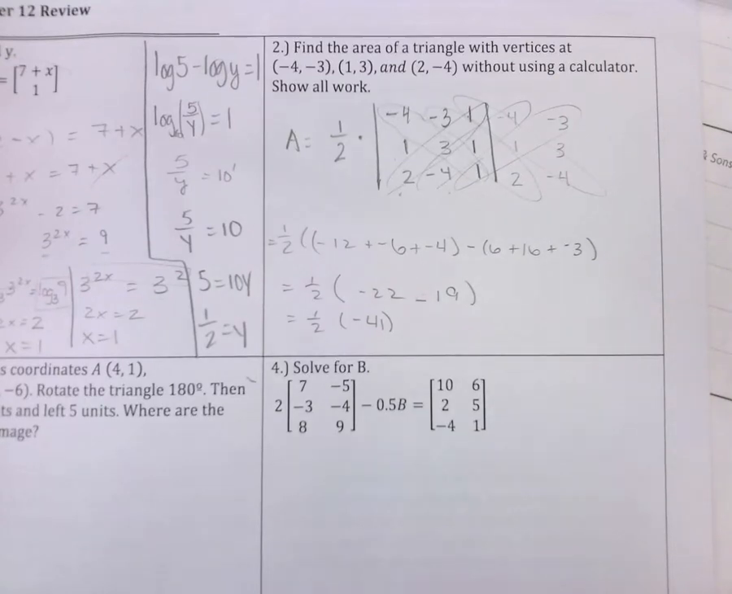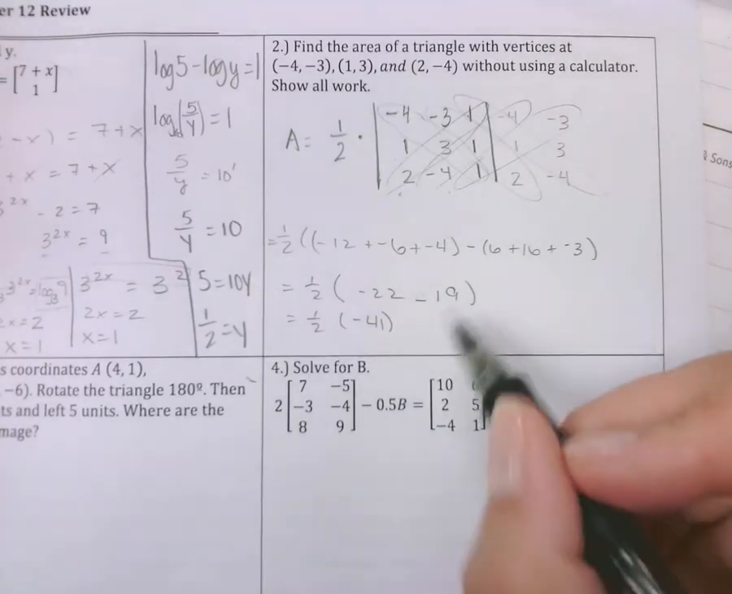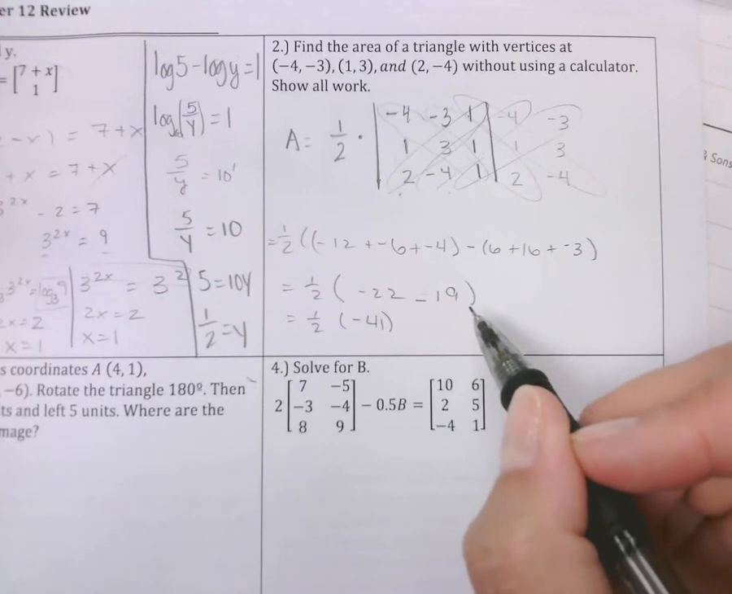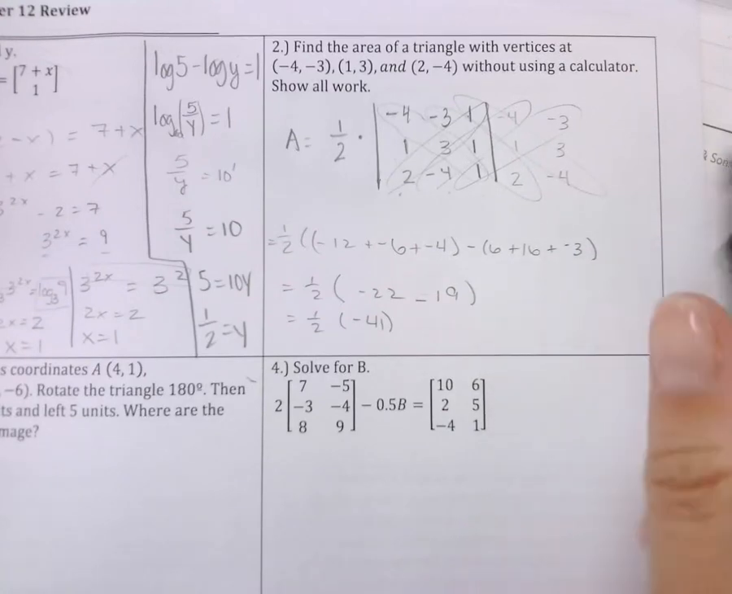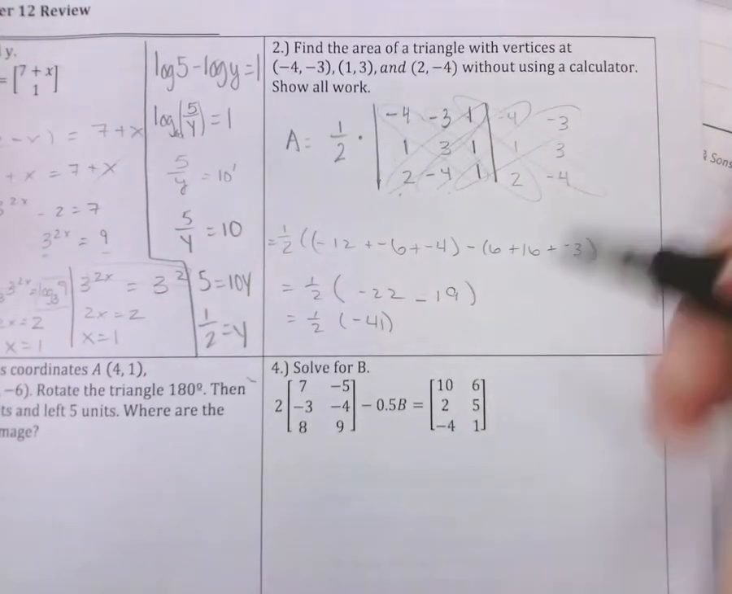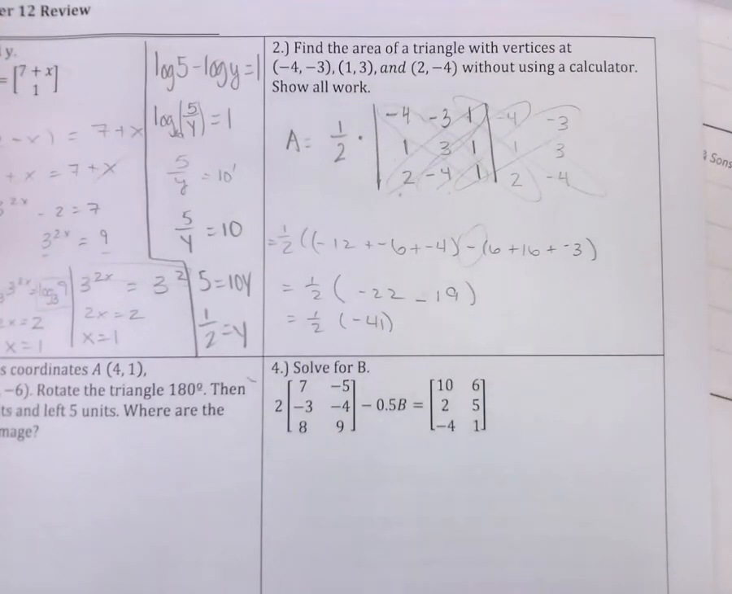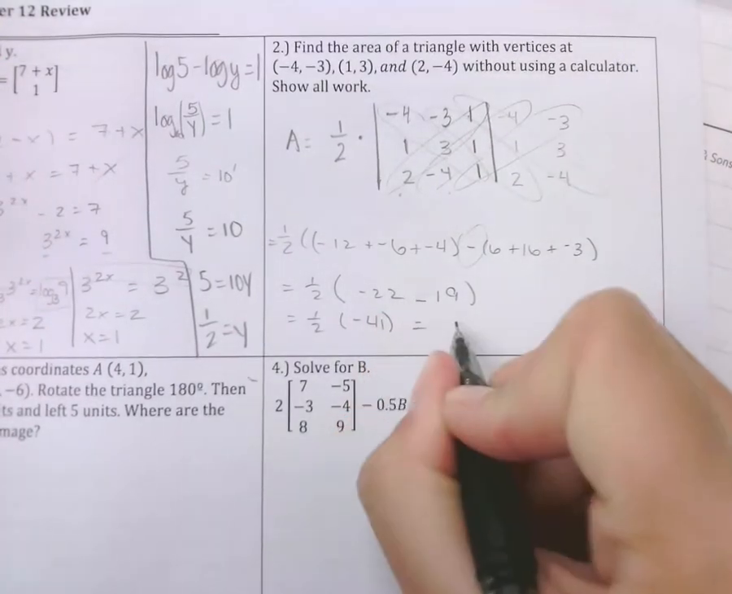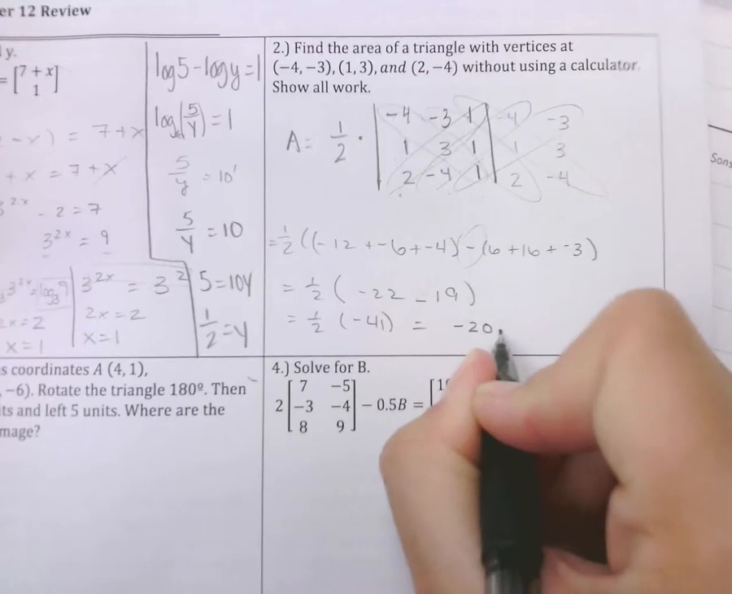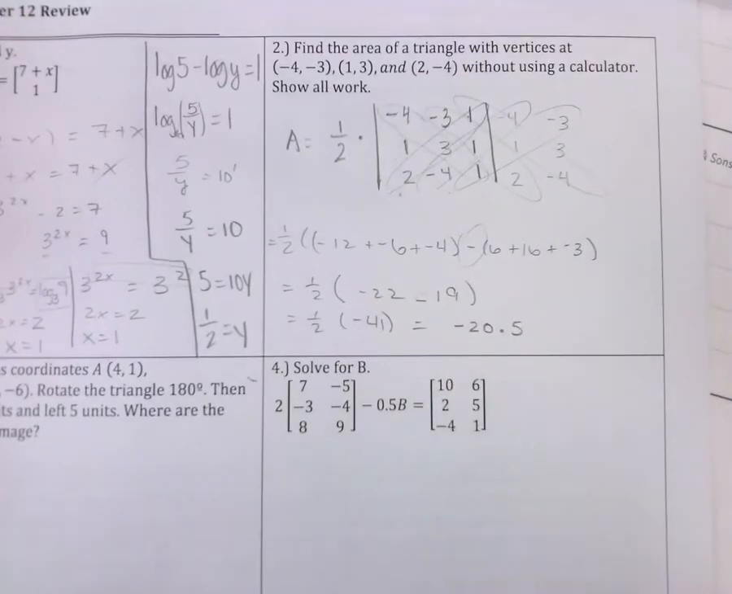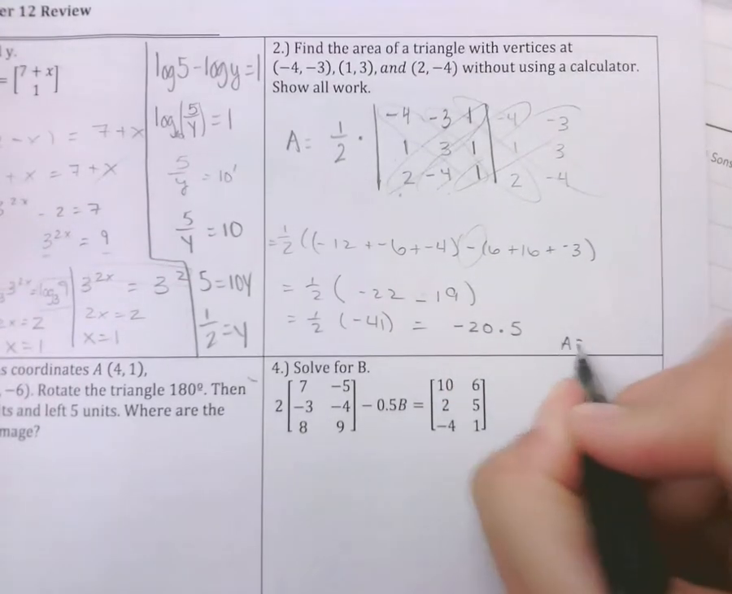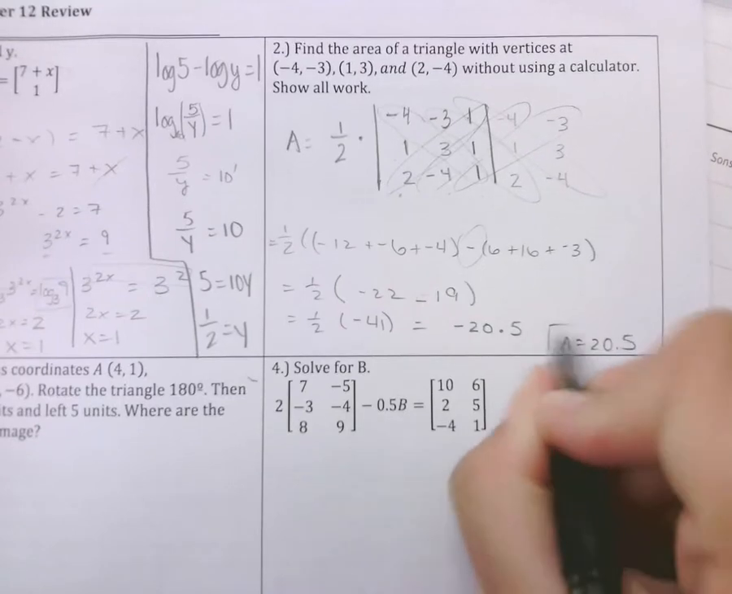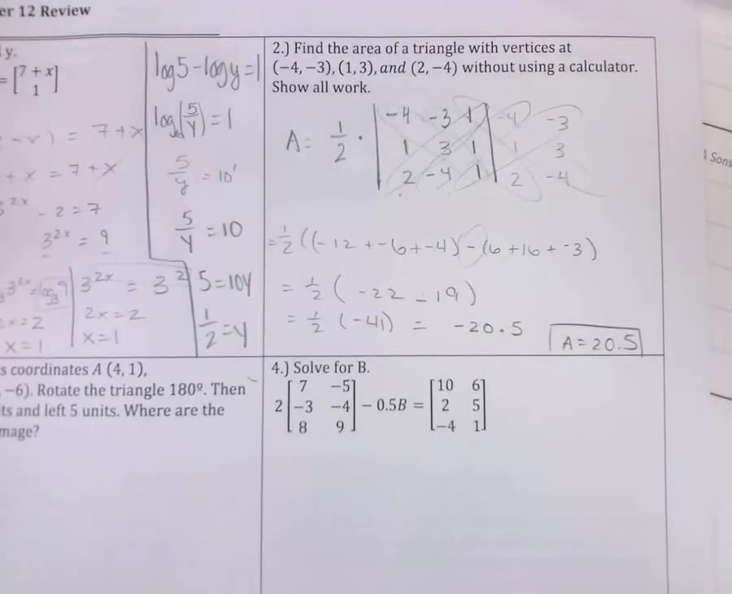Wait, it wasn't a minus. It was positive 19, but we're subtracting. It was positive. And you subtract. And so then you take half of 41, which is 20.5. But since we're finding area, we just say that the area is 20.5, not negative 20.5. And you could check your answer with your calculator.